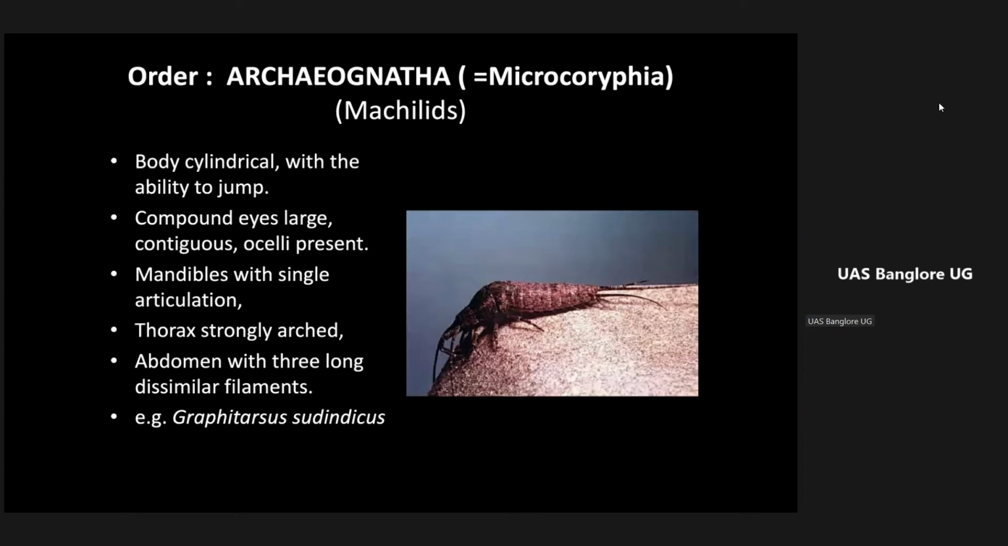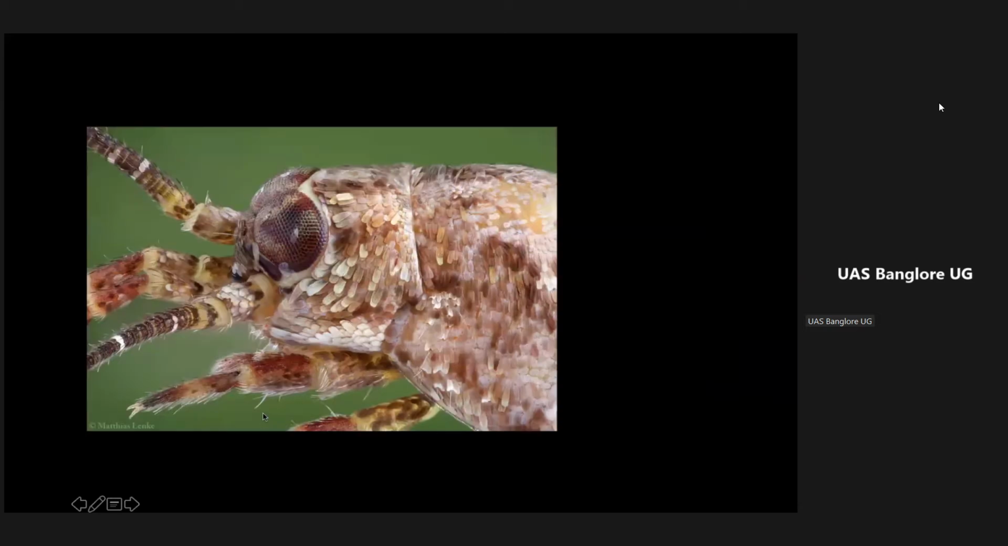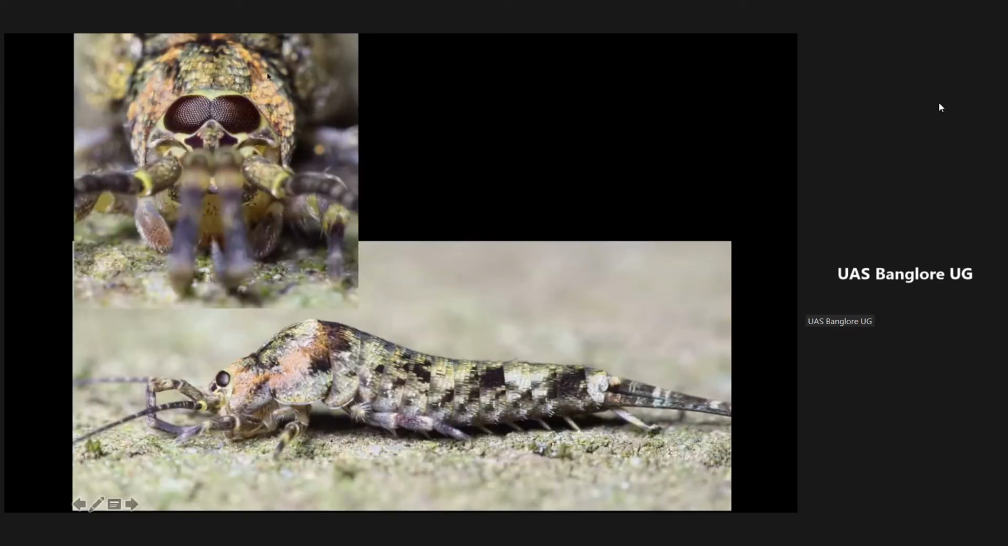Then mandibles with a single articulation. Gnatha means jaw, with a single point of articulation. Please remember, they have a single point of articulation. Because of that, you call them Archaeognatha, primitive jaws. They have a primitive type of jaws. Thorax arched. If you look at this, the thorax is arched, the eyes are contiguous, and the body is cylindrical. So this is how you can identify Archaeognatha.